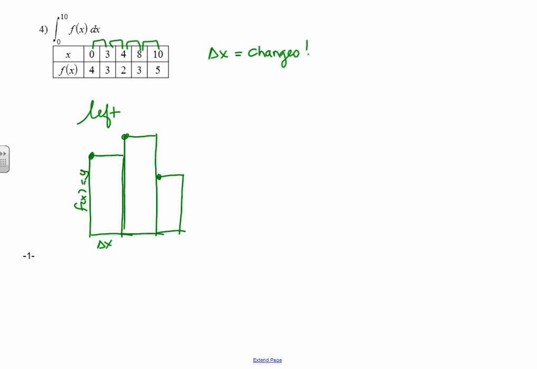Let's go through. I know there are 4 rectangles, so my area, simply put, is going to be the width of this, which is a 3, and the height, based on the left-hand side, is 4. So I'm going to have 3 times 4 for area number 1. Area number 2 is rectangle number 2, and that moves from 3 to 4. Distance from 3 to 4 is a 1, so that's the change in x. The height, based on left-hand side, is a 3.